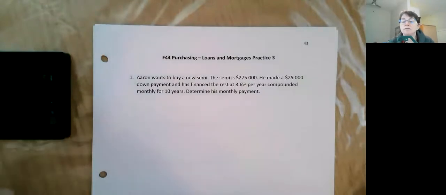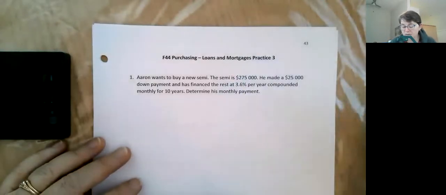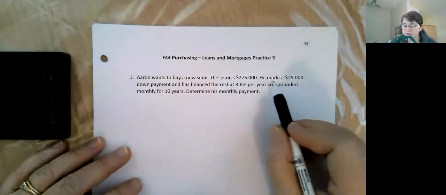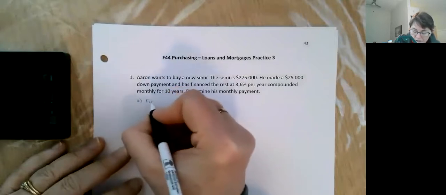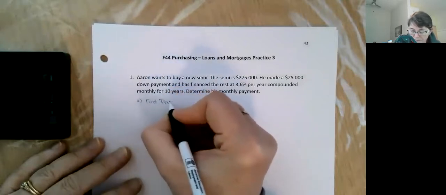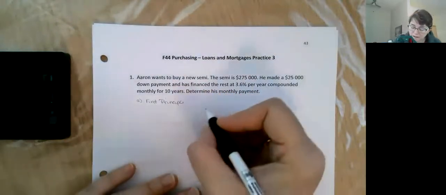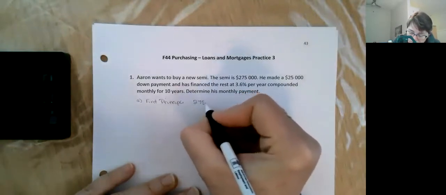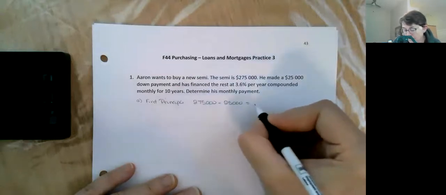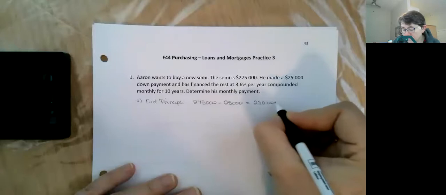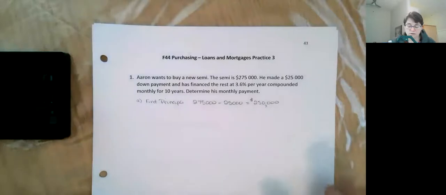Okay, so this one gives you no hints. The first thing you have to do is figure out what his principal is, right? So this is how much the truck costs. We're going to assume that this is taxes in, and he's already made a down payment. So we need to, let's say, A, find principal. Essentially, how much does he have to pay? So it's $275,000 minus $25,000, which gives us $250,000. Then that is going to be what we use in our formula.